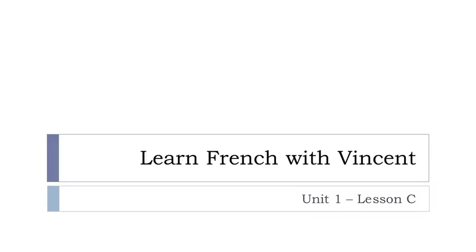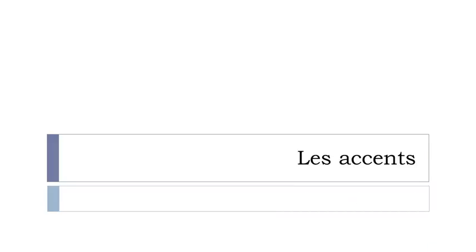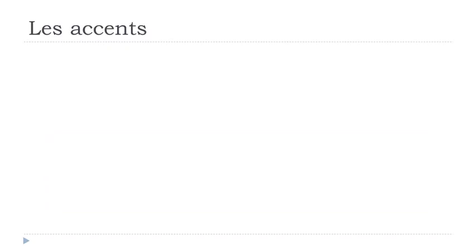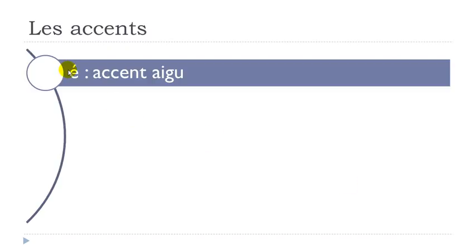This is Unité 1, Leçon C. So what will we discover in this lesson? We'll discover les accents, so the accents. And normally when we talk about the accents, we tend to insist on the accents which are on the top of the letter E, okay, because they will change the pronunciation of the letter.